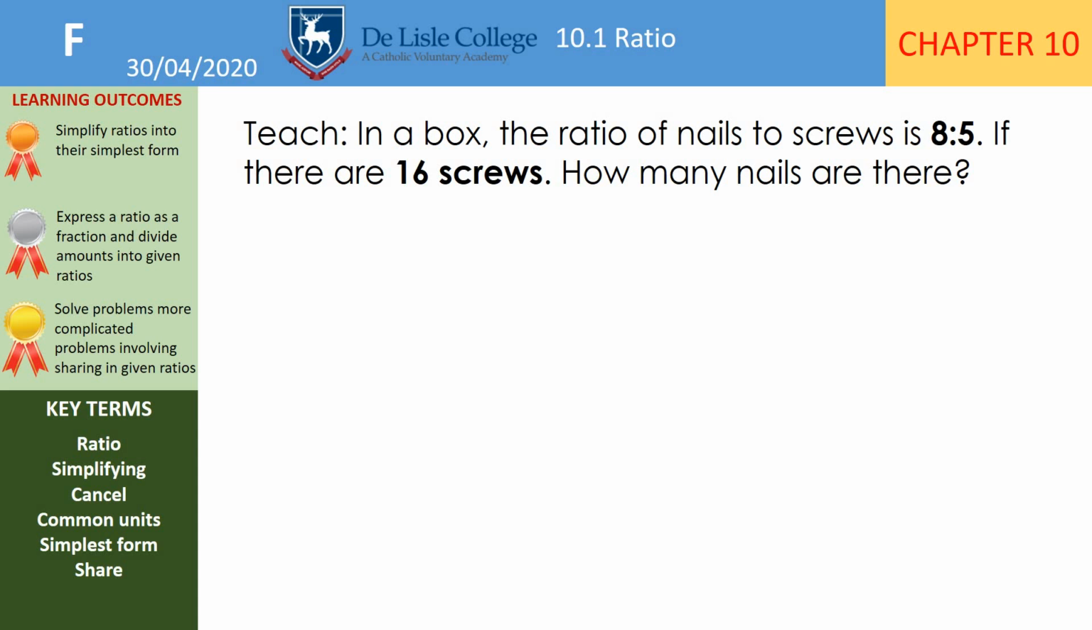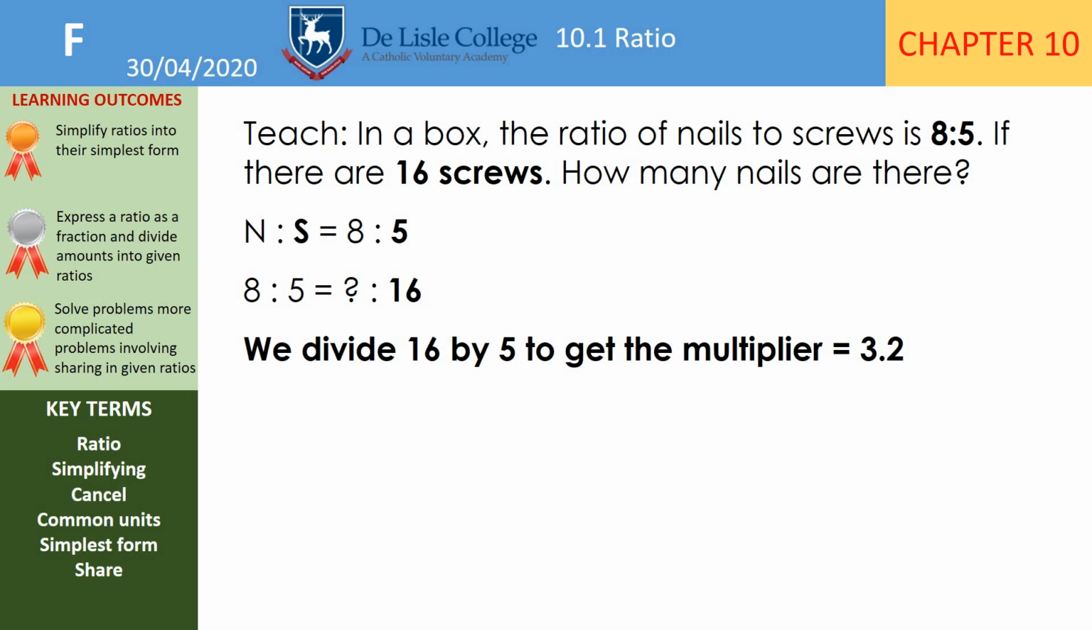Okay, so gold learning, solving more complicated problems. In a box, the ratio of nails to screws is 8 to 5. If there are 16 screws, how many nails are there? I start off by writing my ratio down. Nails to screws, 8 to 5. So 8 to 5 has got to become something to 16, because I know there are 16 screws.